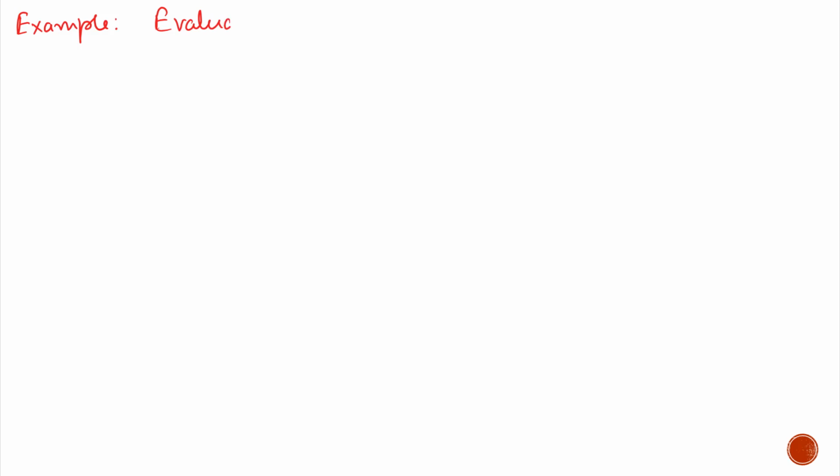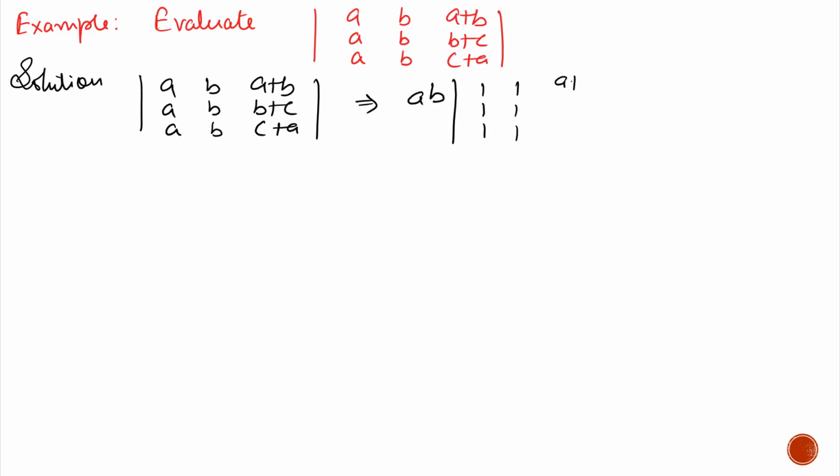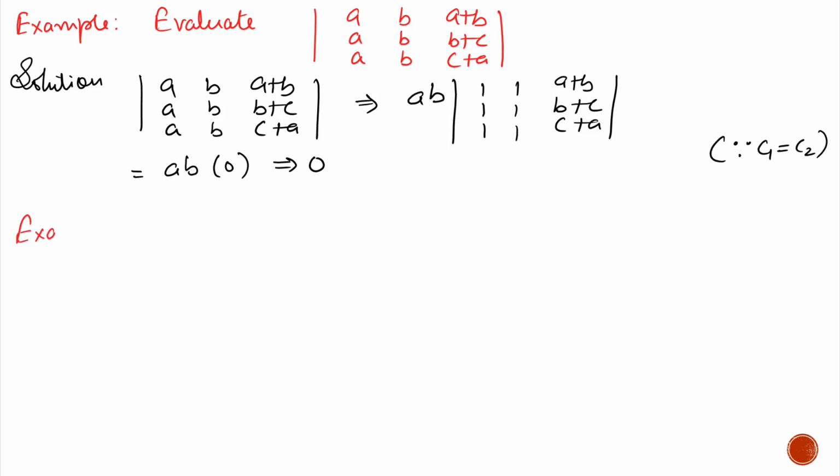Example 1. Expand a determinant using properties, where first column elements A, second column elements B, third column elements A plus B plus C and C plus A. First we take common from each row and each column. In the first column A is common and second column B is common. So we take A and B common from the first and second column. Then first column and second column elements become 1, 1, 1. And if the two columns are identical, C1 equals C2, so the value of the determinant is equal to 0.